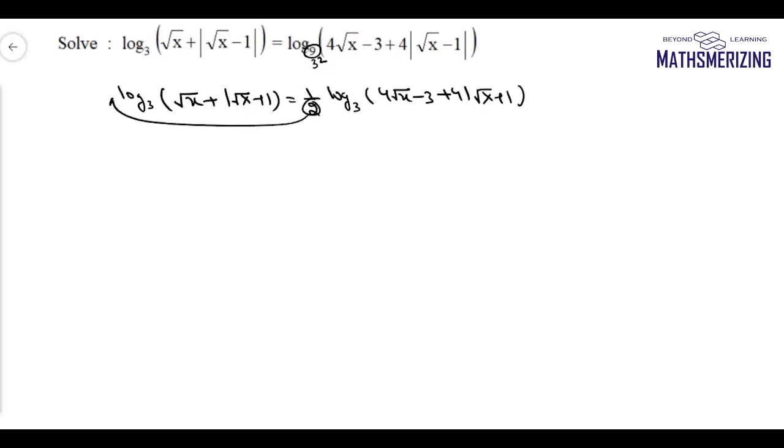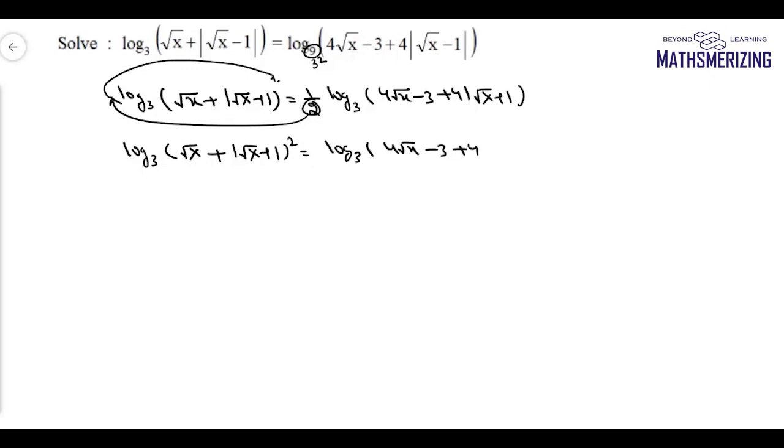Now I'll take this 2 to the left hand side and I'll take it as the power of this log. So I can write it as log of (under root x plus mod of under root x minus 1) whole squared, and this is log of 4 under root x minus 3 plus 4 times mod of under root x minus 1. Now I can cancel log with log, so I'll get under root x plus mod of under root x minus 1 whole squared, and this is 4 under root x minus 3 plus 4 times mod of under root x minus 1.